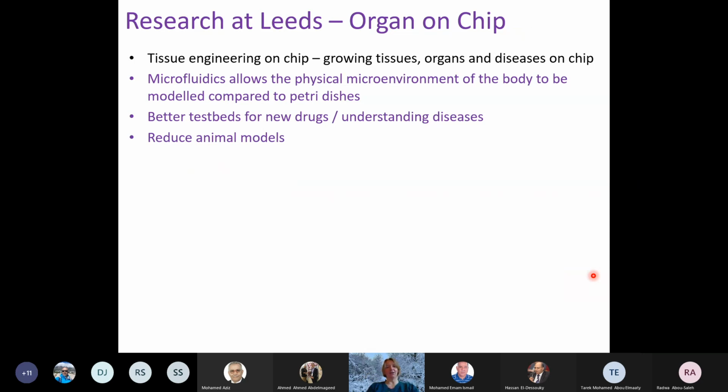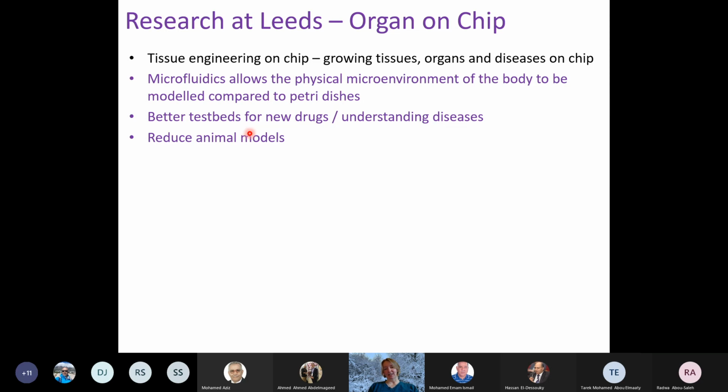For the last few slides, I'm going to talk more about what I'm involved in. That research is on single cell analysis, but my specific area is something called organ on chip. This is a new branch of microfluidics that allows us to do tissue culture inside microfluidics in a way that you cannot do in conventional cell culture in a petri dish or a flask. It's about tissue engineering on chips, so growing tissues, organs and diseases in a microfluidic device. It allows us to model what we call the physical microenvironment of the body inside these devices, which you cannot do in conventional tissue culture. This makes them better test beds for new drugs and understanding disease.